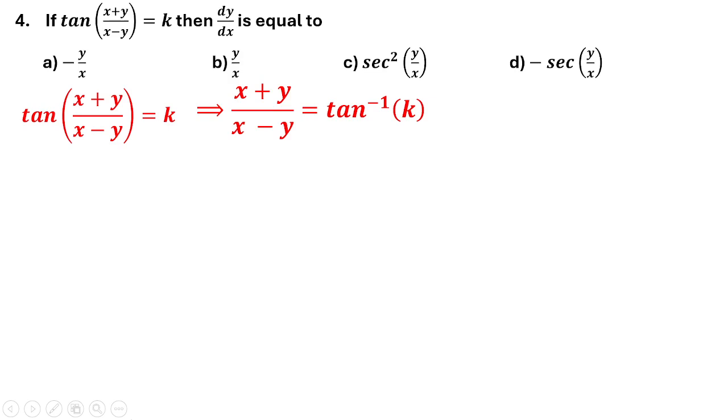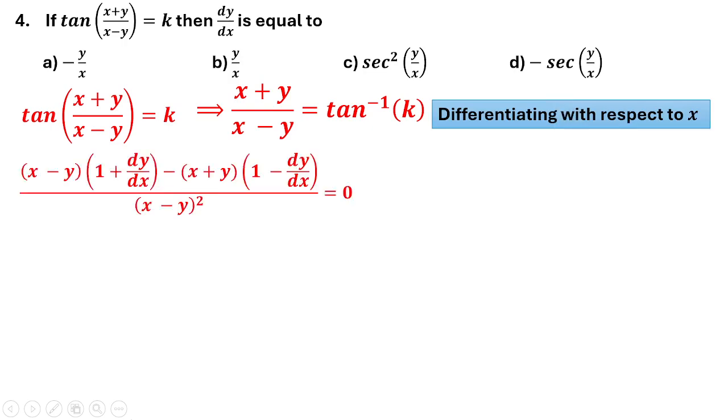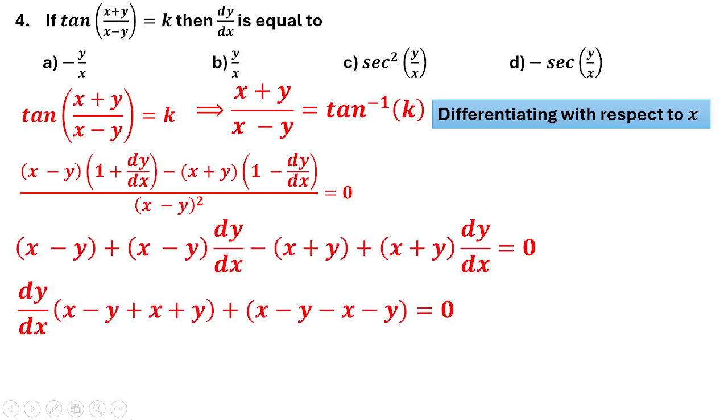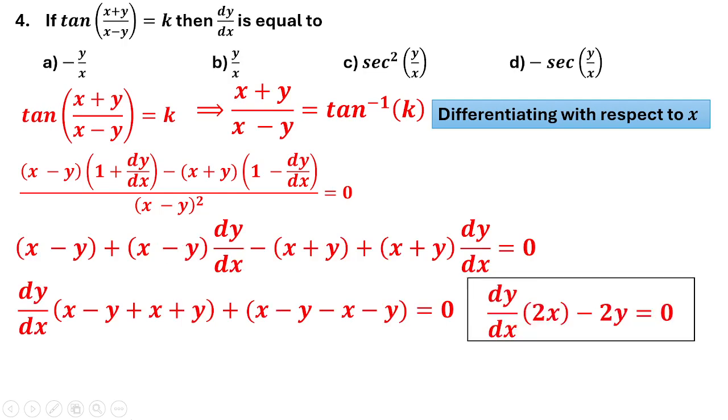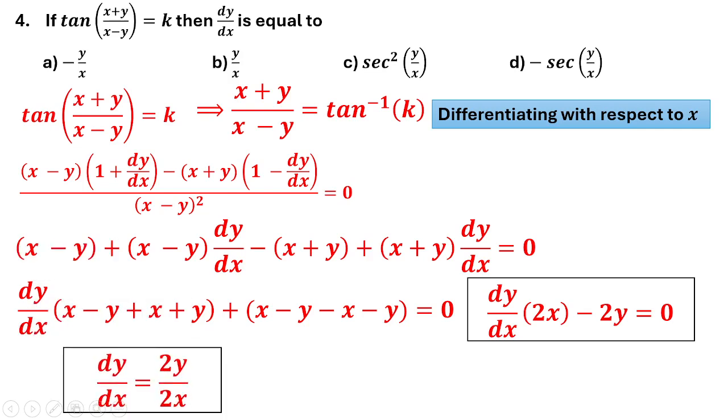Now, start differentiation. We have to use the quotient rule. Now, I am using the quotient rule and I am simplifying it. And I am finding dy by dx by collecting all dy by dx to one side. And when you push everything to the other side, you are getting the answer as 2y by 2x. Therefore, it is y by x. Therefore, the option is B. When you do it directly, you may not get the answer, but you have to use this technique.